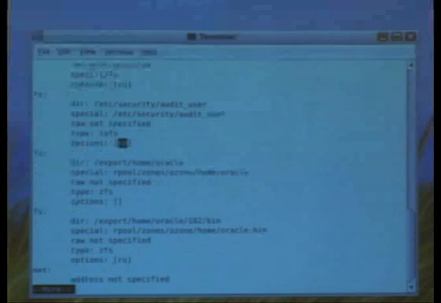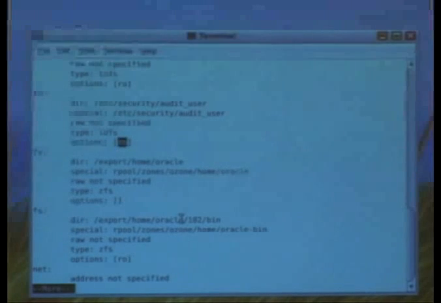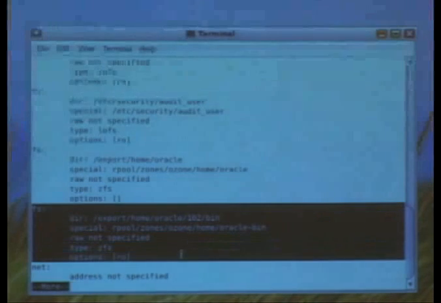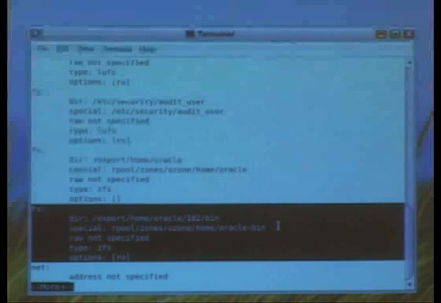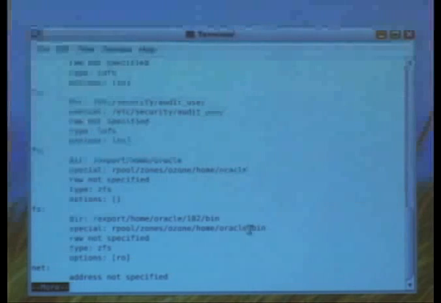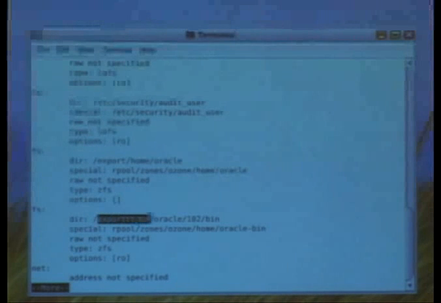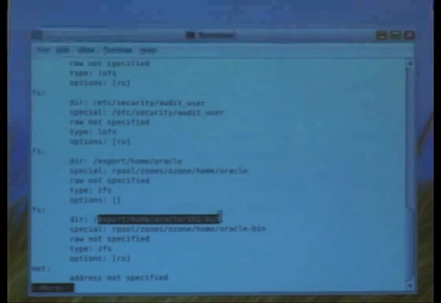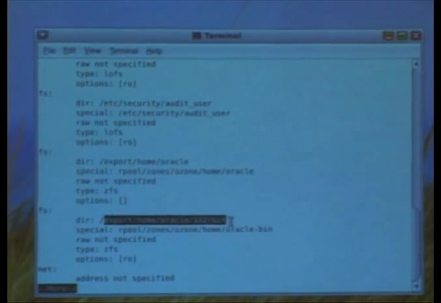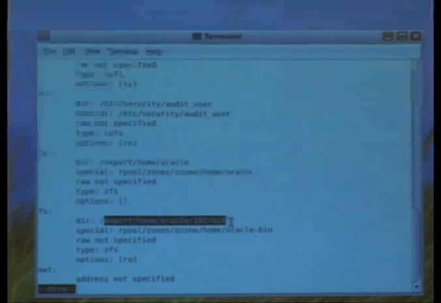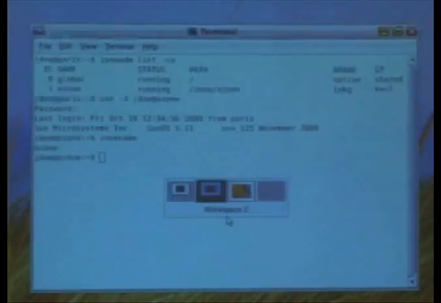And then further down, you see more file system entries. Here is the one that lists the read-only loopback mount for the Oracle bin directory. And this mounts it not into the same place, but into the 10G release 2 bin directory inside the Oracle installation, just where it would expect it. Good, let's go back to the slides.